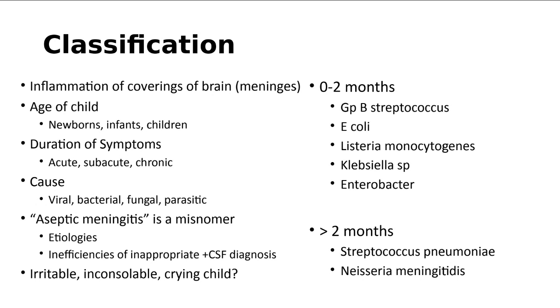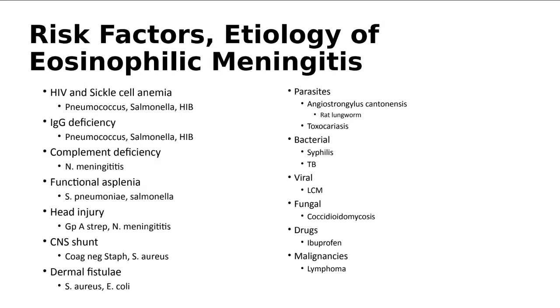These pathogens primarily live within the maternal genital tract, and group B strep is the most important of them. Then there's meningitis occurring in the child who is more than 2 months of age, and these now reflect community pathogens, Streptococcus pneumoniae and Neisseria meningitidis later on in life. I should mention the risk factors for meningitis, and then I'll speak a little bit about eosinophilic meningitis.